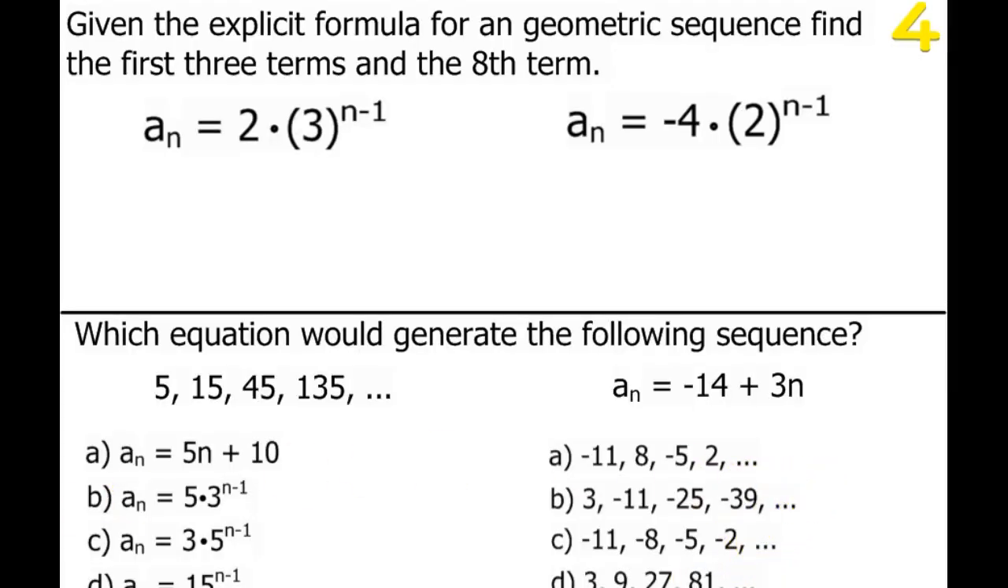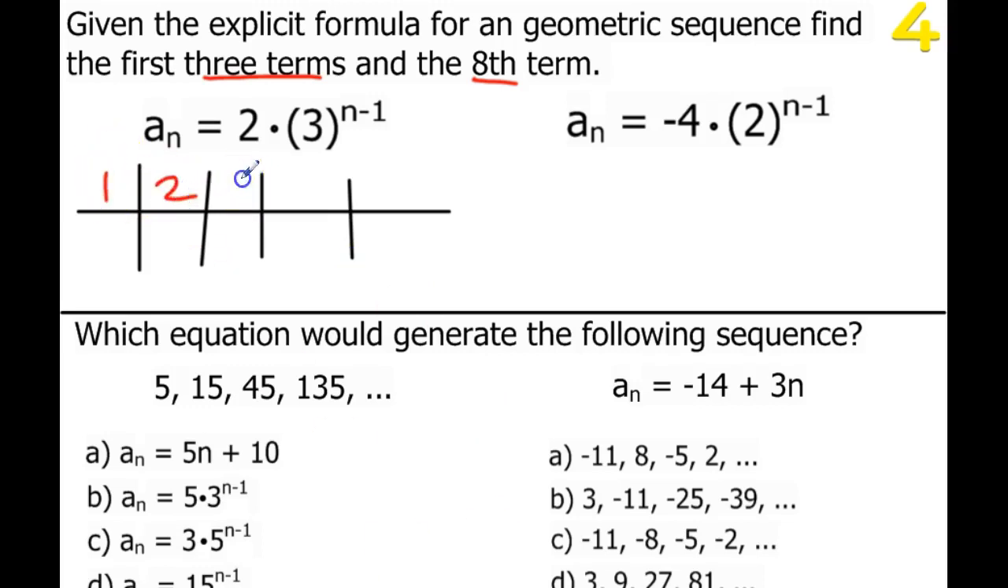Alright. These next two, it says, given the formula for a geometric sequence, find the first 3 terms and the 8th term. So again, you can make a little table if you'd like for the first 3 terms and the 8th term. I'm just leaving a space so you know the pattern doesn't continue. There's a bunch of numbers missing.